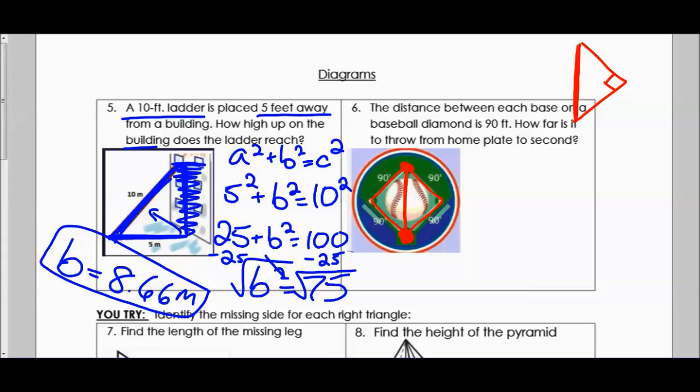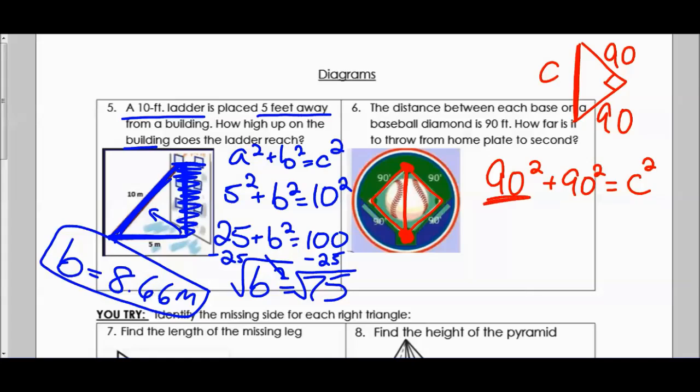We don't know this side yet. We don't know the C, but we know the two short sides that form the right angle. They're both 90. So our A and B are 90 each. And we don't know C yet, so we're going to leave that as a variable. Now we're going to square 90 and 90. It's 8,100. 8,100 plus 8,100 is 16,200.